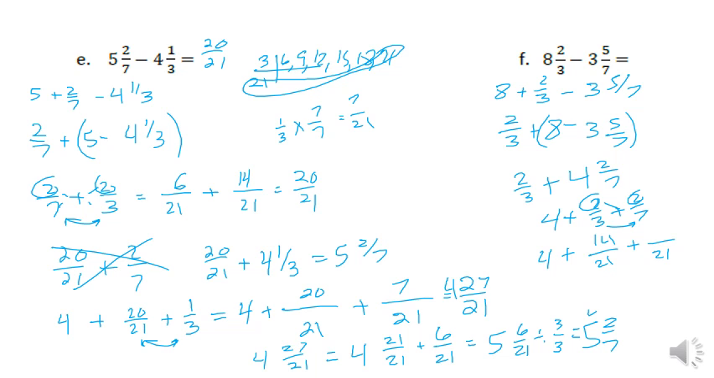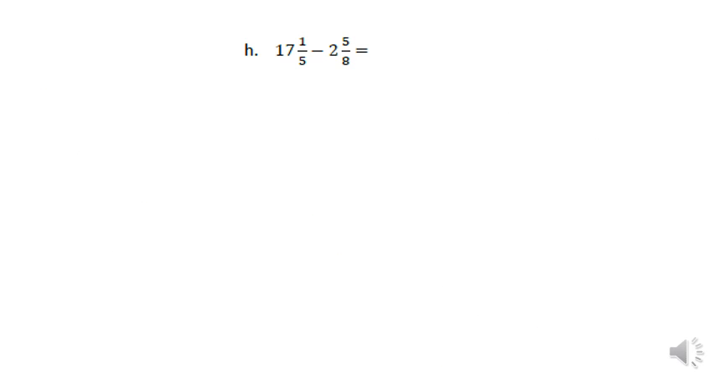which gives us 4 plus, if we want to create equivalent fractions, we know we're going 7 times 3 is 21. 2 times 7 is going to give us 14. 2 times 3 is going to give us 6. Add these together, we have 4 plus, we know it's 21sts. 14 plus 6 would be 20.